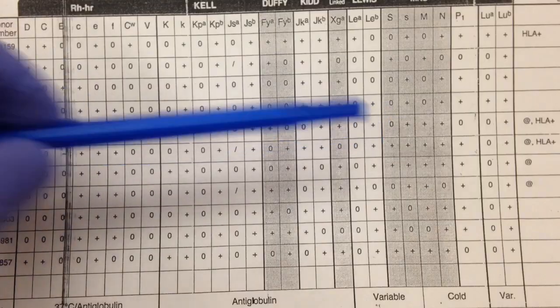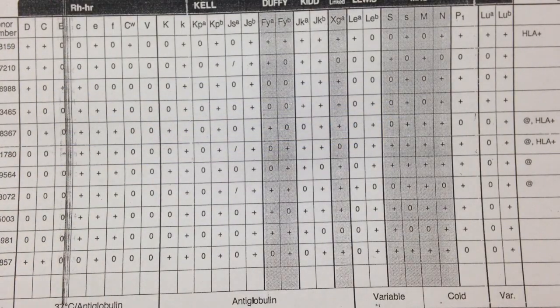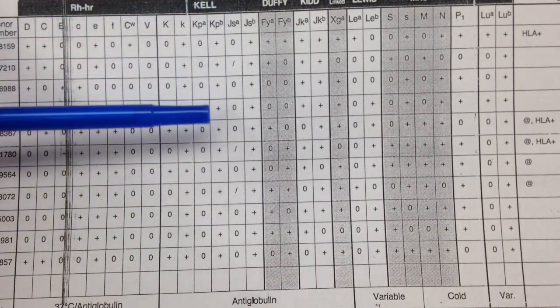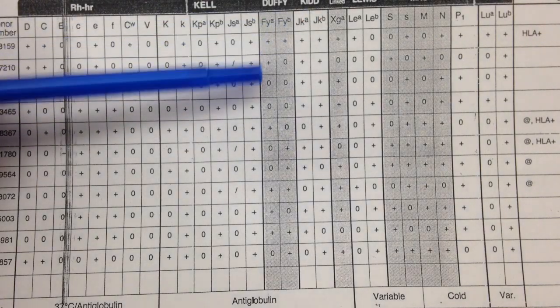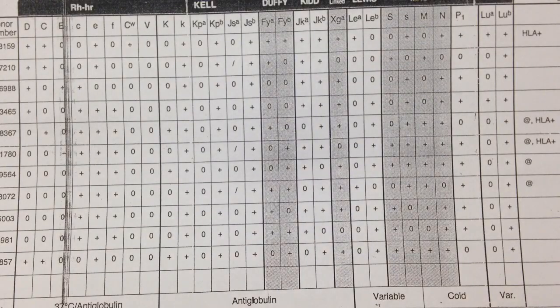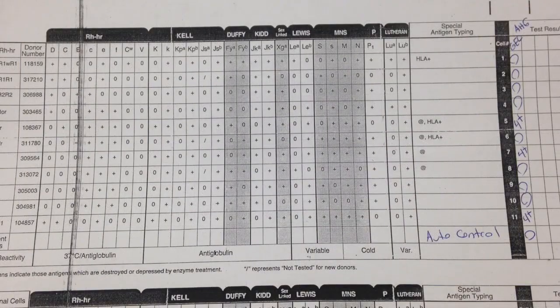Also, I wanted to point out that the shaded areas on your antigrams usually indicate the cells that are destroyed or depressed using enzyme treatment. We don't even do that where I work, but that is what it means. You will likely be tested on that if you haven't already. So I just plugged in some answers over here on the right.